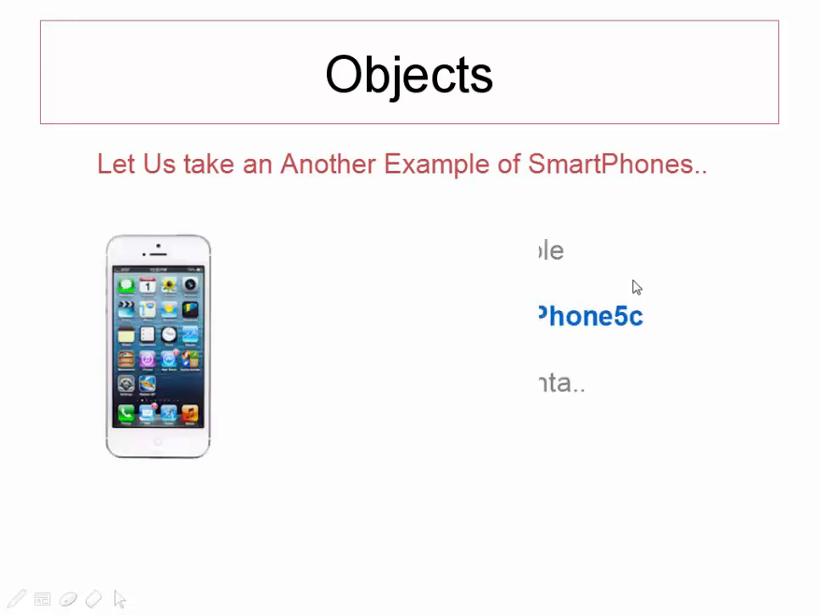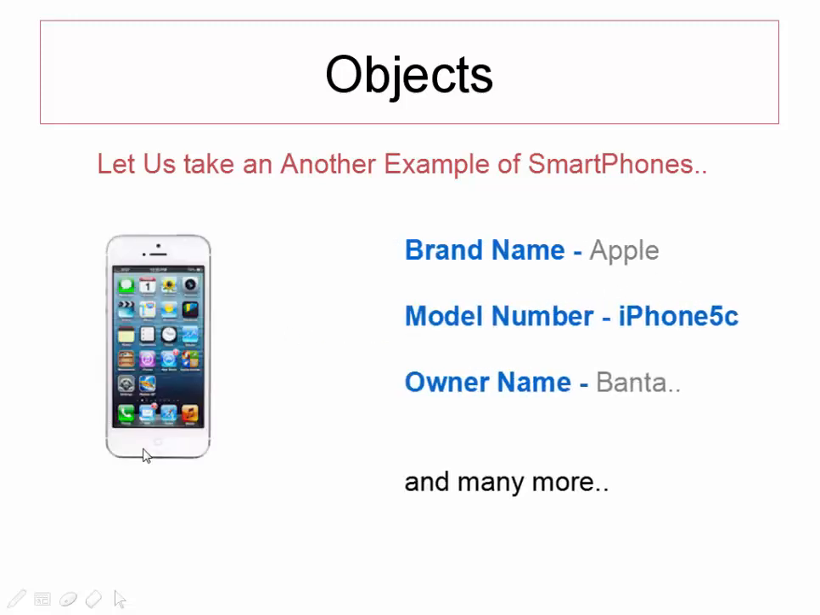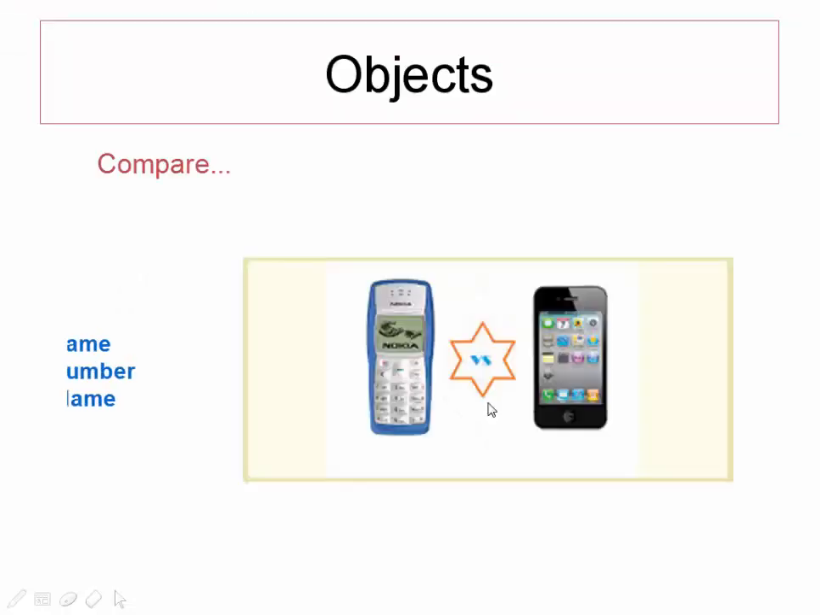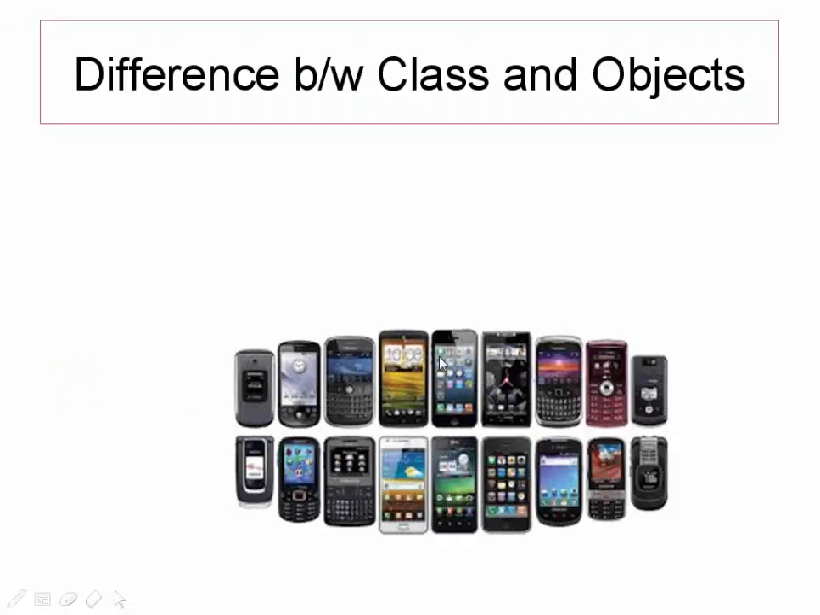Now let us take another object, which could be an iPhone. What is common between the Nokia 1100 and the iPhone is the brand name, model number, and owner name. These are not the values but the attributes. We can classify the objects on the basis of their attributes. Now let us look at the difference between classes and objects.